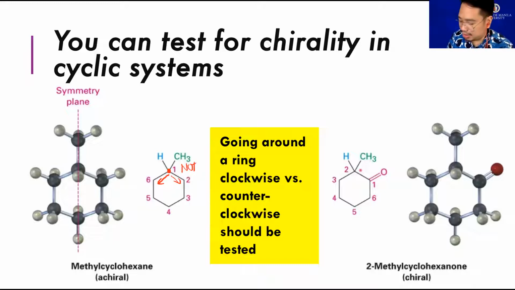And then all other carbons here, CH3 has 3 hydrogens, cannot be chiral. All these carbons with 2 hydrogens, right? They have 2 of the same hydrogen, which automatically disqualifies them from being chiral.